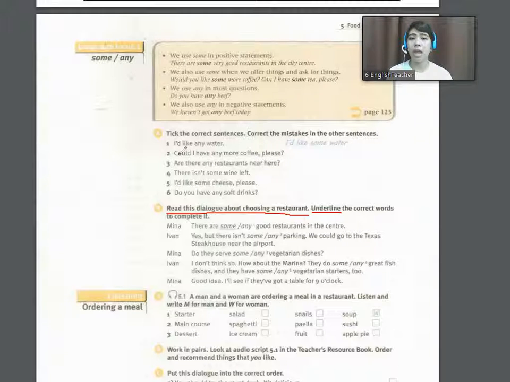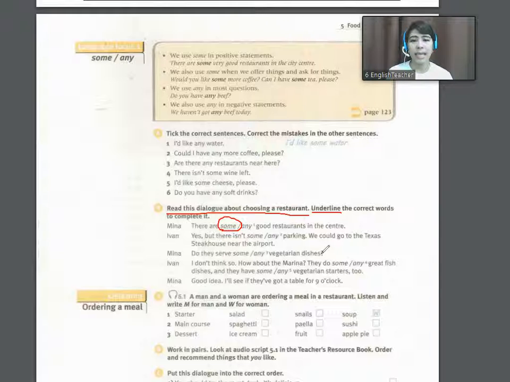Very good. There are some good restaurants in the city center. It's already given, but your reading skill is already correct for this one. How about you, student B? You'll be Ivan. Please read.